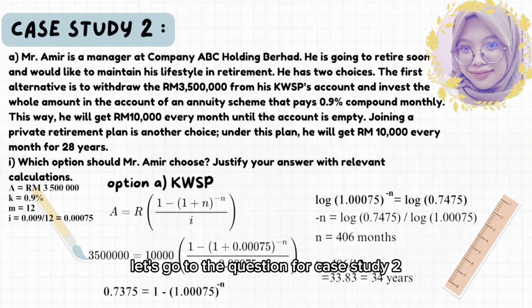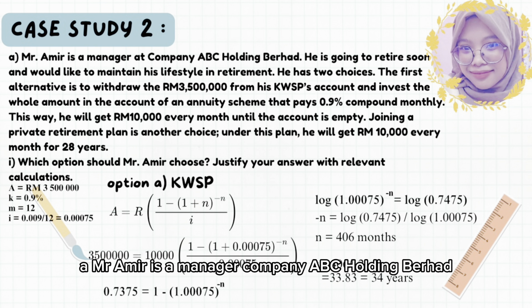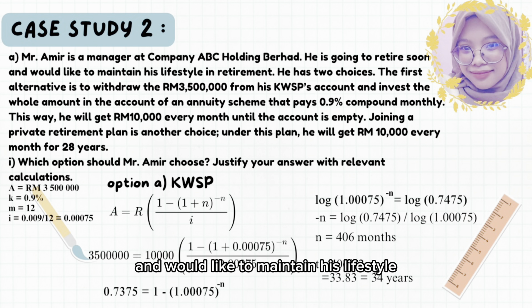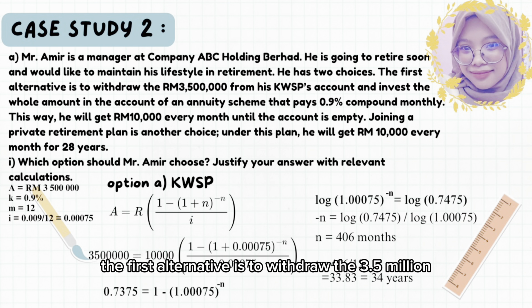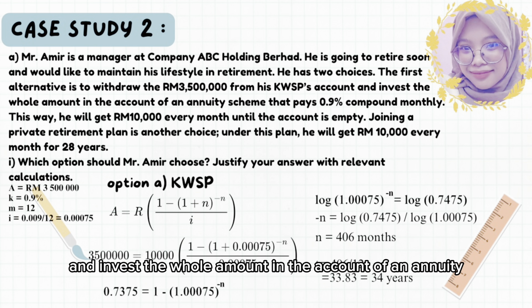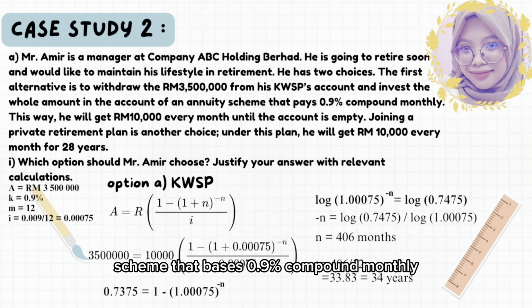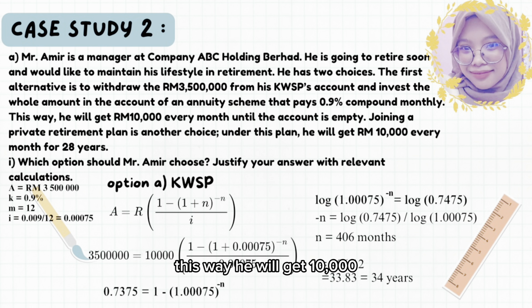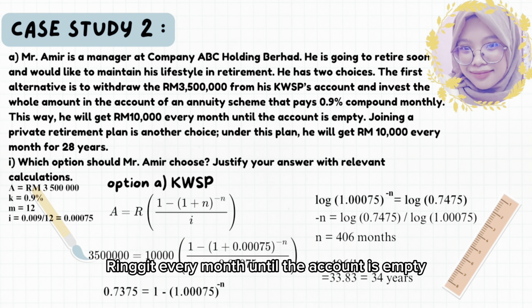For case study 2A, Mr. Amir is a manager at company ABC Holding Berhad. He is going to retire soon and would like to maintain his lifestyle in retirement. He has two choices. The first alternative is to withdraw the 3,500,000 ringgit from his KWSP account and invest the whole amount in the account of an annuity scheme that pays 0.9% compound monthly. This way, he will get 10,000 ringgit every month until the account is empty.